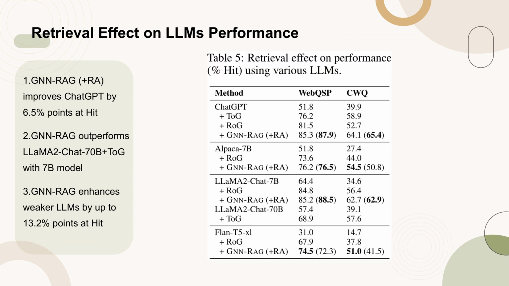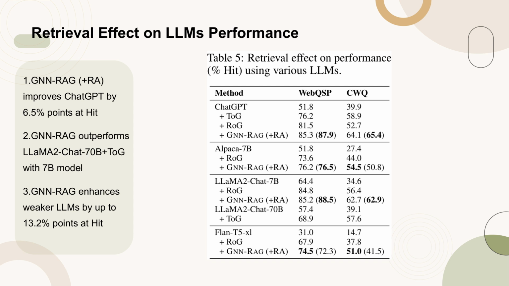Table 5 illustrates the impact of different retrieval methods on the performance, % hit, of various LLMs. The data shows that GNN-RAG with retrieval augmentation, GNN-RAG plus RA, significantly enhances the performance of LLMs like ChatGPT, improving its hit rate by up to 6.5 percentage points compared to other retrieval methods like RAG and ToG. Additionally, GNN-RAG demonstrates superior performance over Llama 2 Chat 70B when paired with a lightweight 7B model.